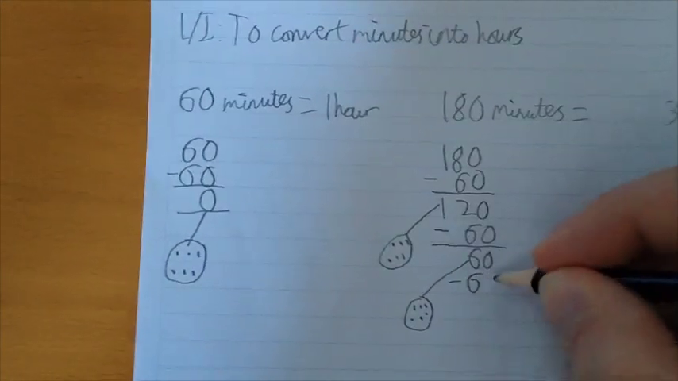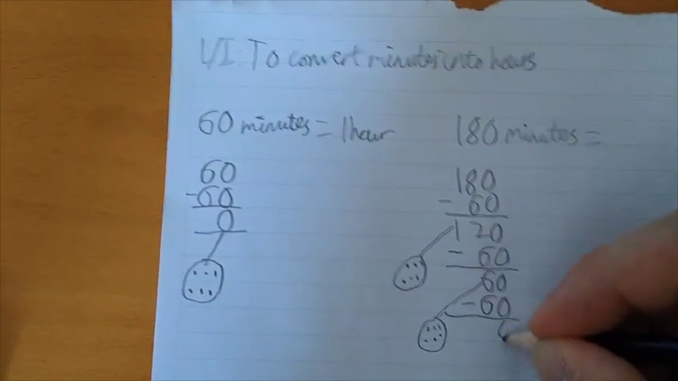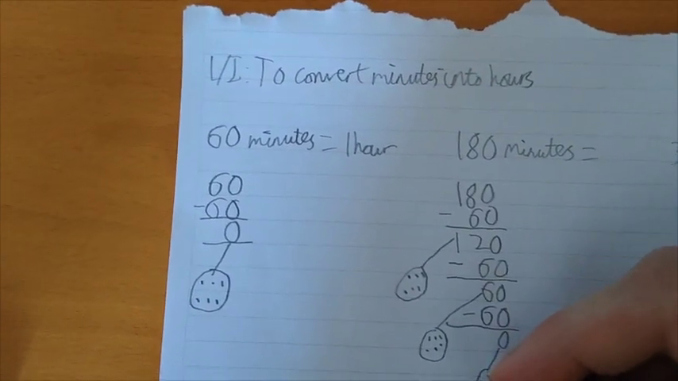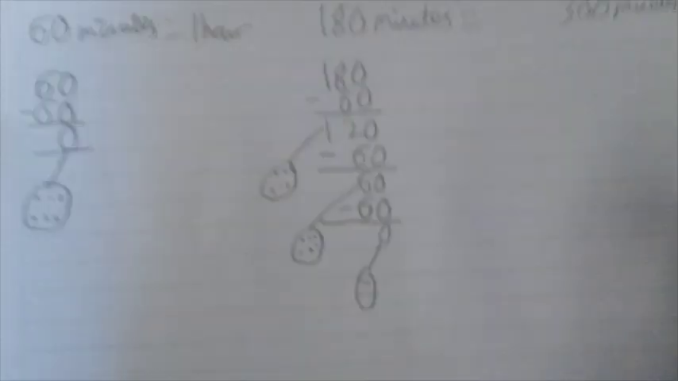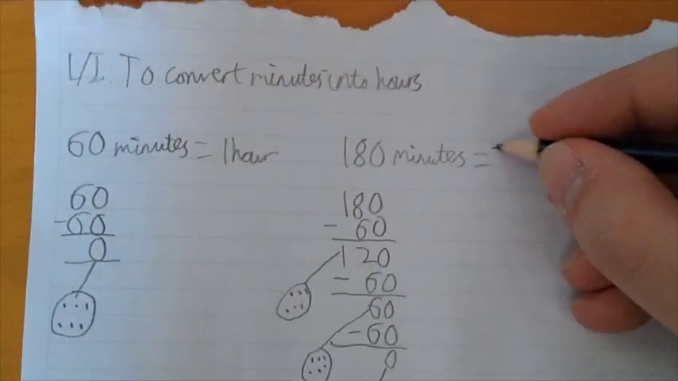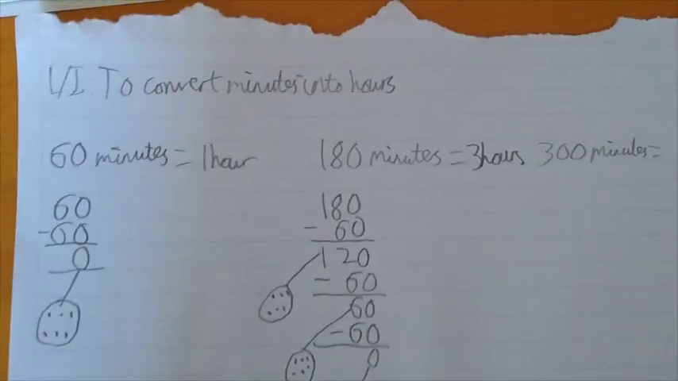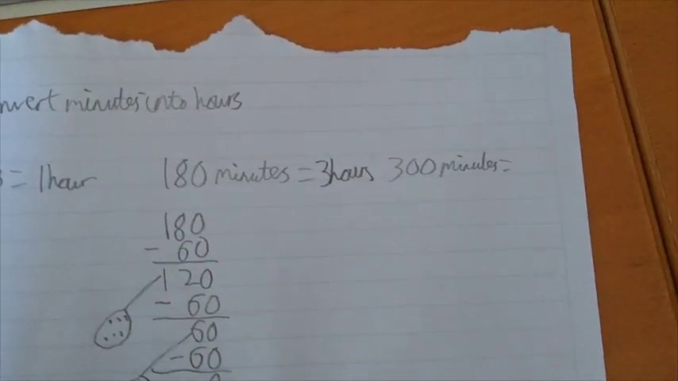Take away 60 from there. We have 0, which gives us our final hour bubble. We have 3 bubbles representing 1 hour each. So 180 minutes, as we have 3 of those bubbles, is 3 hours. So last but not least, we have 300 minutes.